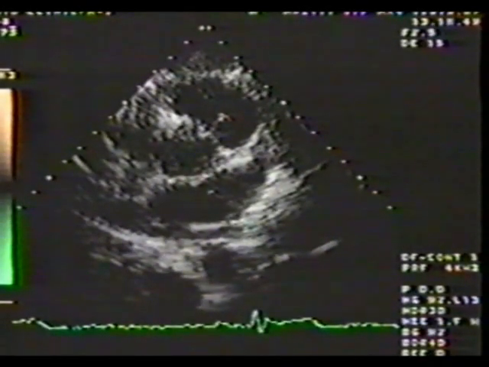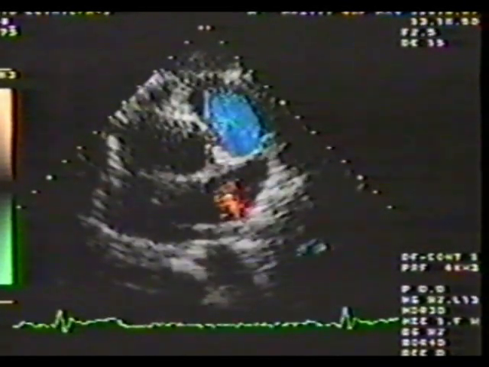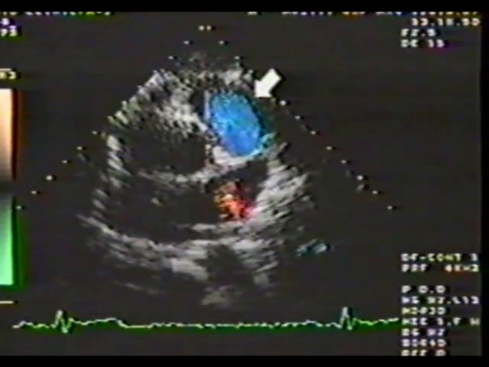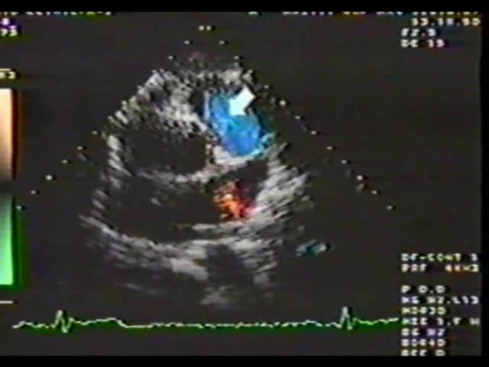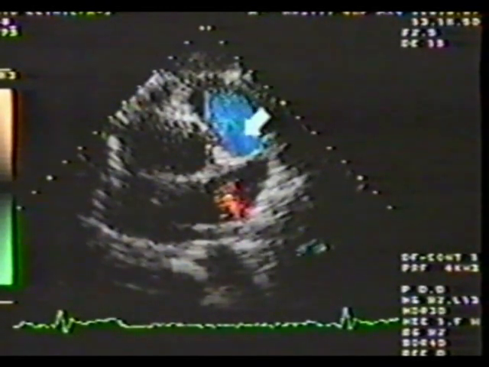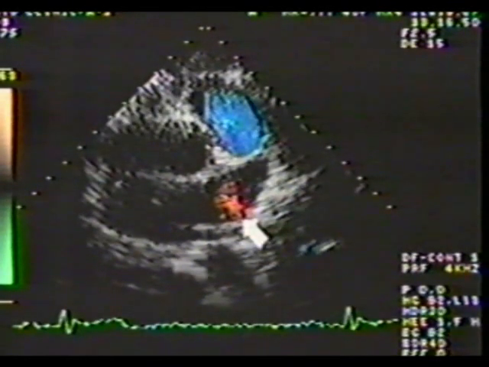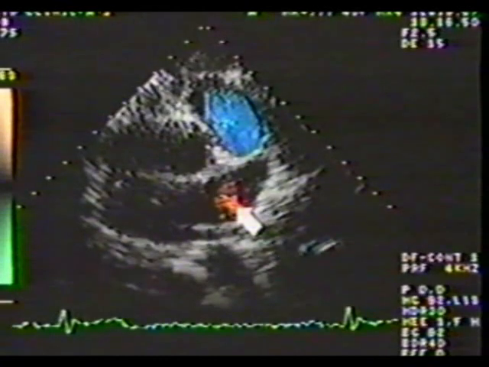The transducer in the left parasternal position has been rotated to a short axis view of the aorta and left atrium. This is the atrial appendage. In this systolic frame, this blue represents flow in the right ventricular outflow tract, across the pulmonary valve, and into this proximal portion of the pulmonary artery. These red signals in the left atrium are due to systolic inflow from the pulmonary veins.